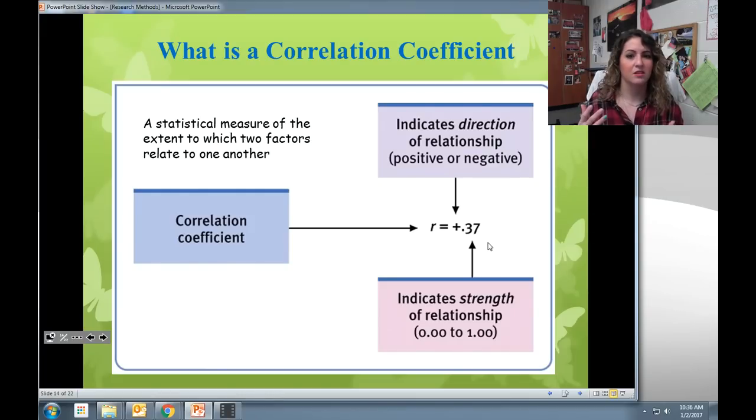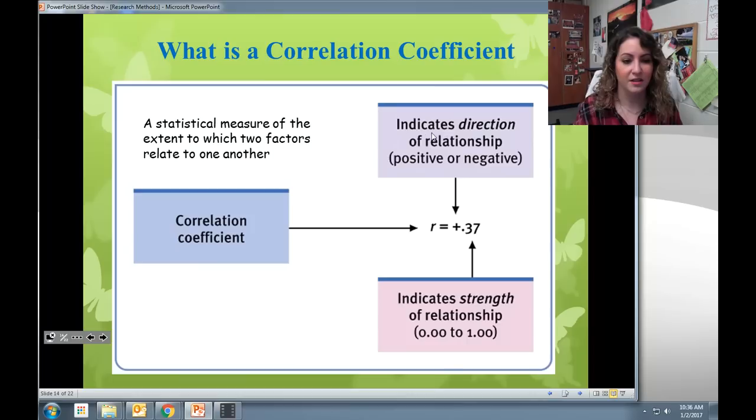Like the murders and ice cream sales, they're positively related, but that's not a strong relationship. It's not like a +1. It's not even going to be like a 0.9. It's probably going to be like a 0.4. So it's a positive 0.4, a positive relationship, but not a strong one. It's closer to 0 than it is to 1.